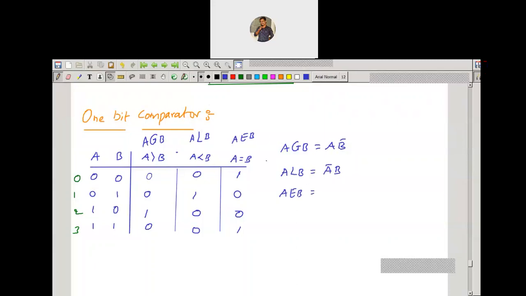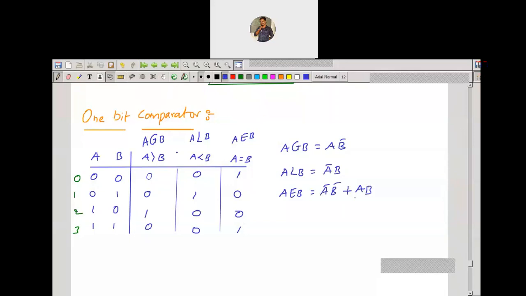Now coming to the third case, A equal to B. Here it is logic 1 when A value is 0 and B value is 0, that is A bar, B bar. Is there any one more possibility? We have one more logic 1, when A value is 1 and B value is 1. So this is A bar B bar plus AB.